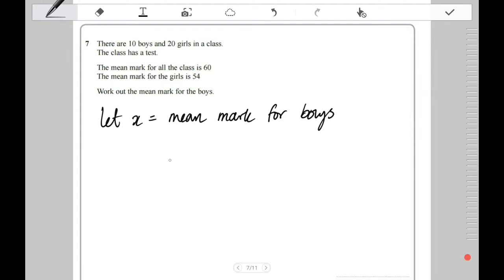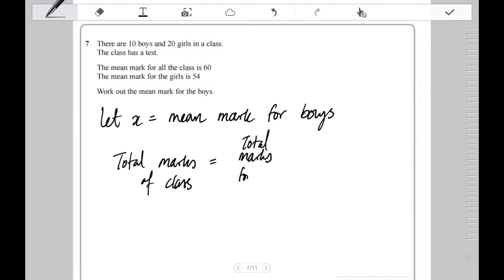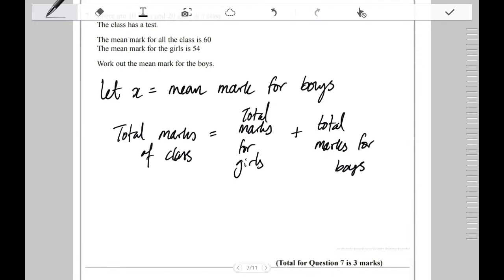If you were to say, okay, so the mean mark of class is equal to, actually in one way you can say total marks of class equals total marks for girls plus total marks for boys. And this is the basis of our answer.